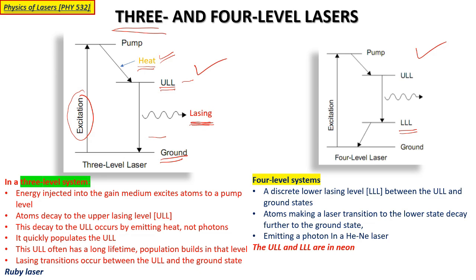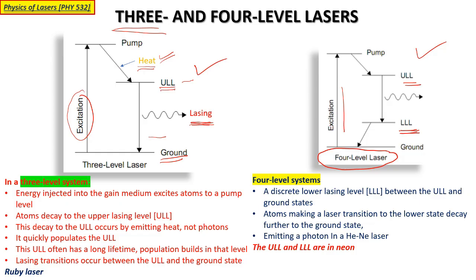On the other hand, in the 4-level laser, you excite by pumping. This is the pump level, and it decays to the ULL, the upper lasing level, and then from the upper lasing level it decays to the lower lasing level.